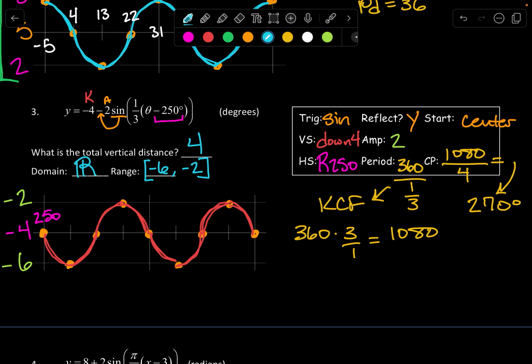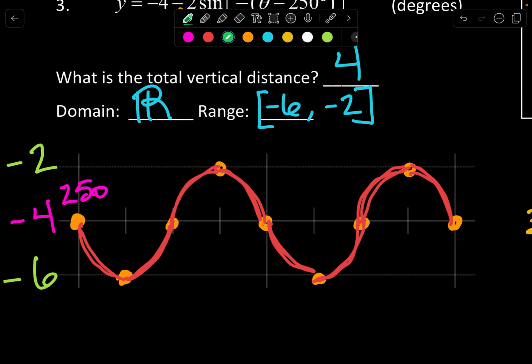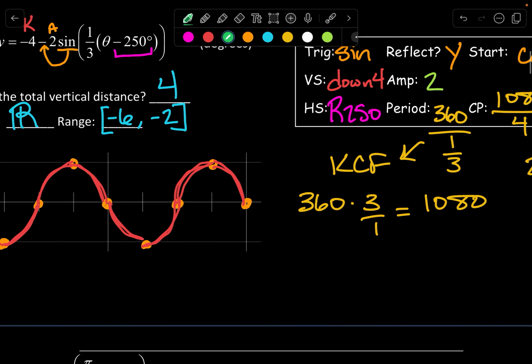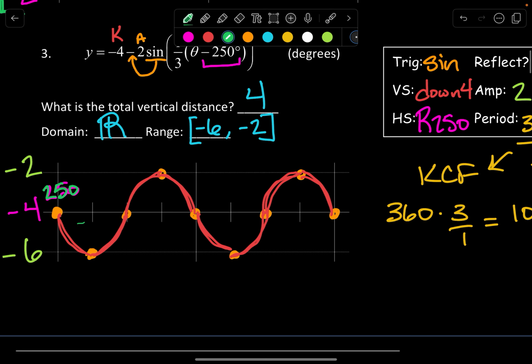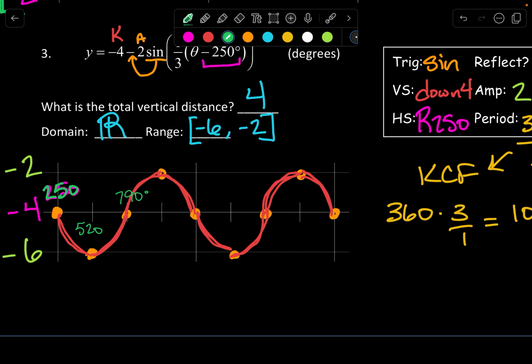I've got my y-axis labeled, but I don't have my x-axis labeled. So, keeping in mind that I start at 250, and every critical point is going to be 270 greater than that, I'm going to jump up 270, which is going to bring me to 520. I'm going to jump up 270 more, which is going to bring me to 790. Jump up 270 more, which is going to bring me to 1,060.